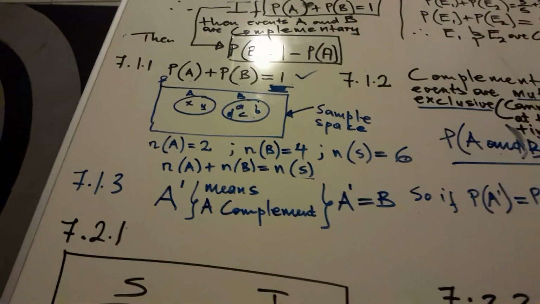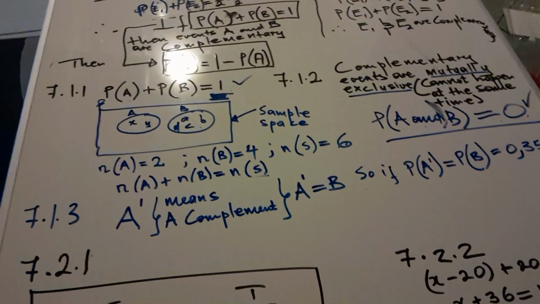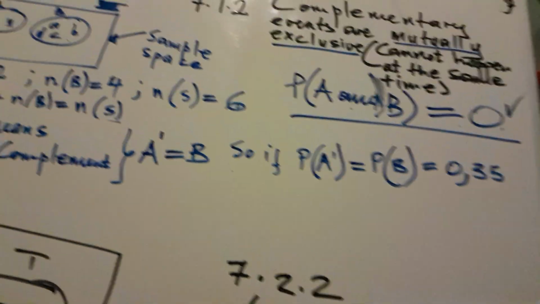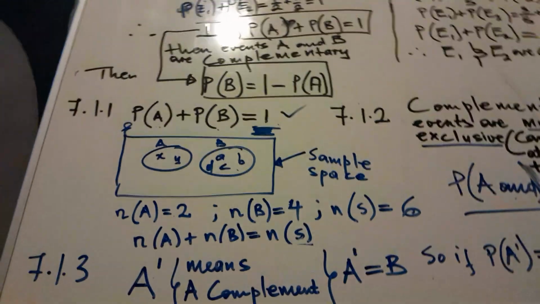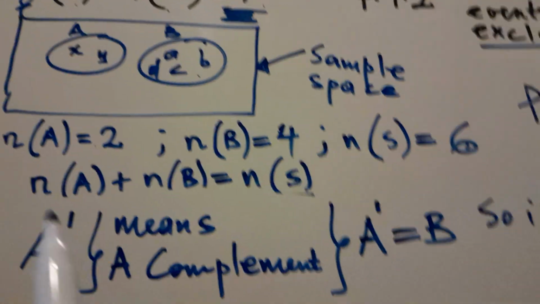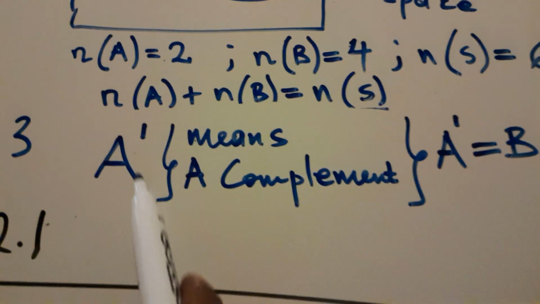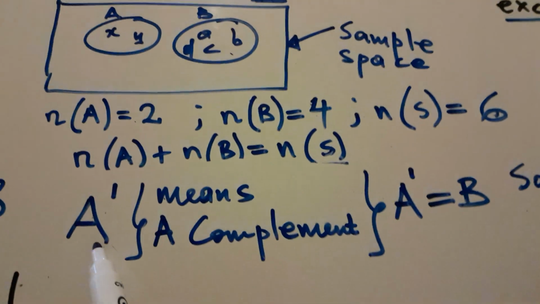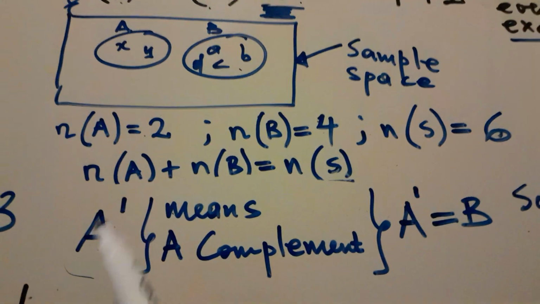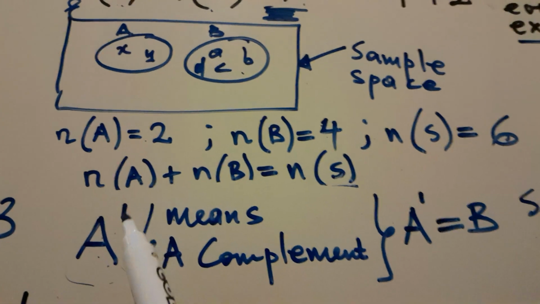Then the next question, you were to write down the value of P(B), probability of B. There's something that you should take note of. When you have A dash like that in probability, it means the complement of A.